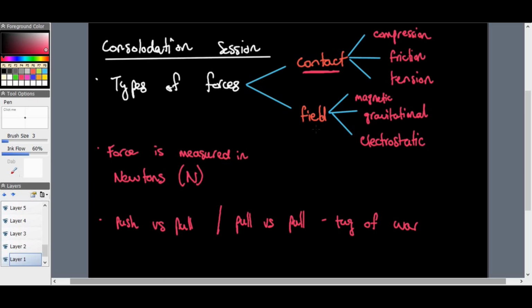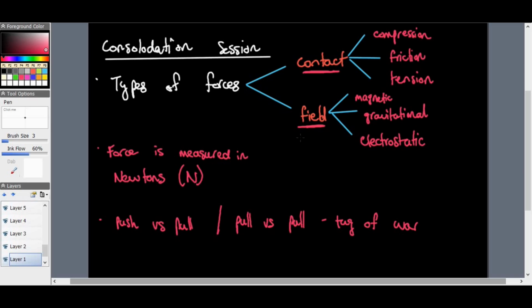Let's have a quick squiz at field forces. Now, field forces are also called non-contact forces. In fact, these forces act at a distance between two bodies. As you can see there, the three categories are magnetic, gravitational, as well as electrostatic.